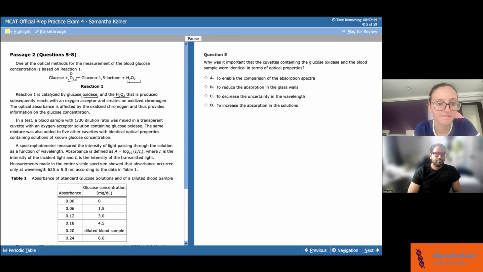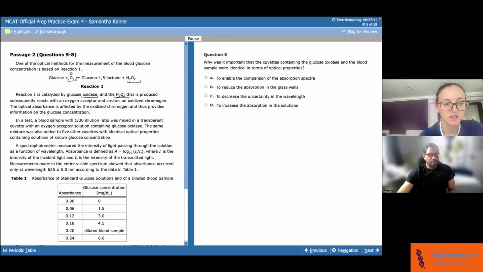And that gives us the glucose concentration. Sorry, I want to ask you this also. What's happening to the oxygen here? Is it getting oxidized or reduced? Reduced, because it binds to hydrogen.